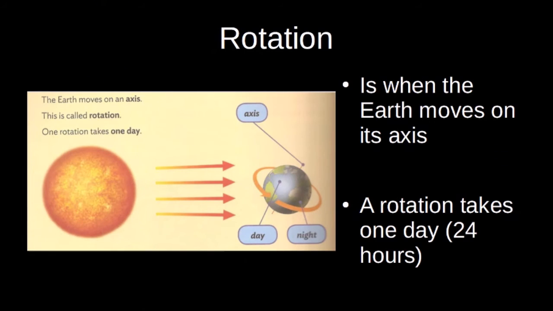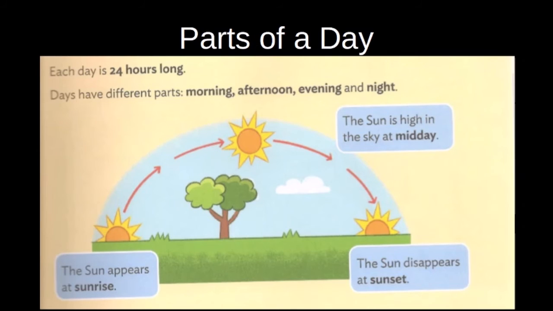We also are going to look at rotation. So it's when the Earth moves on its axis. So rotation takes 1 day or 24 hours. So 1 day equals 24 hours. And because the Earth rotates, we get a day. So each day is 24 hours long. We have morning, we have the afternoon, evening, and night, and we'll see the sun move throughout the sky.